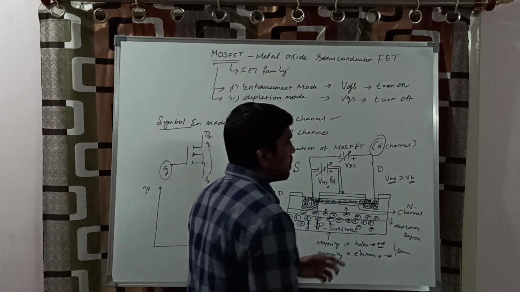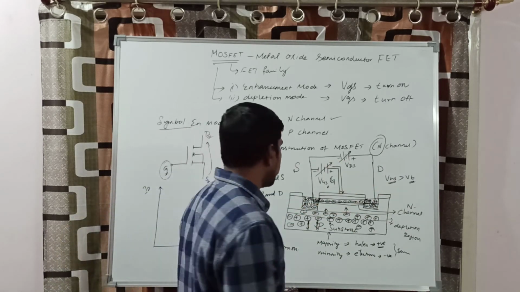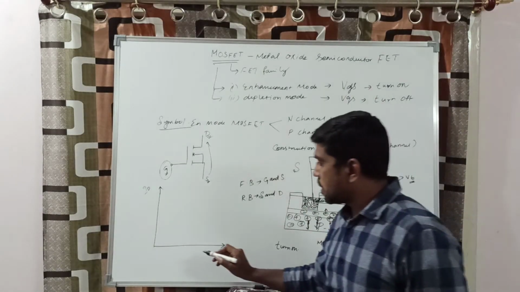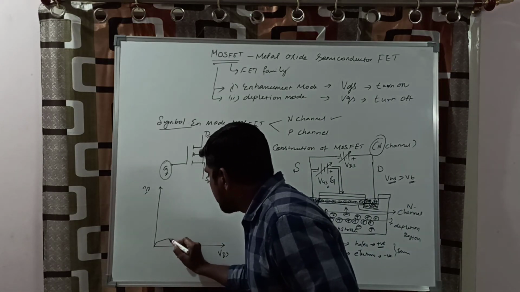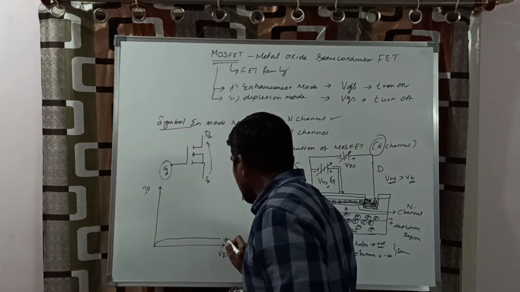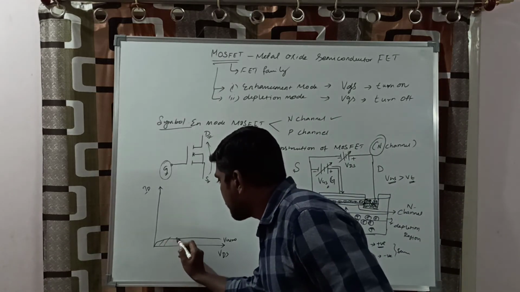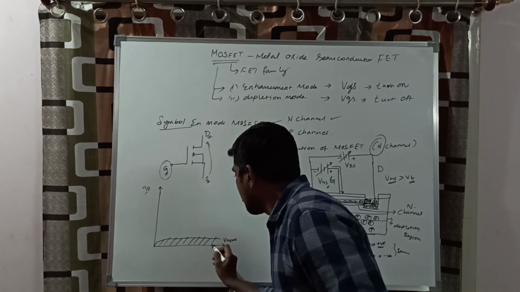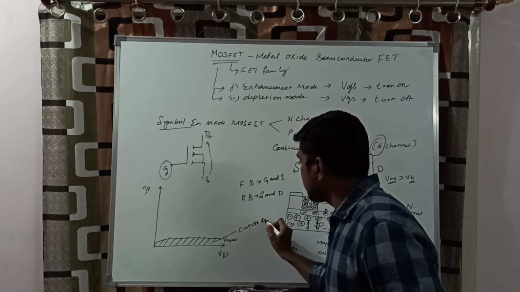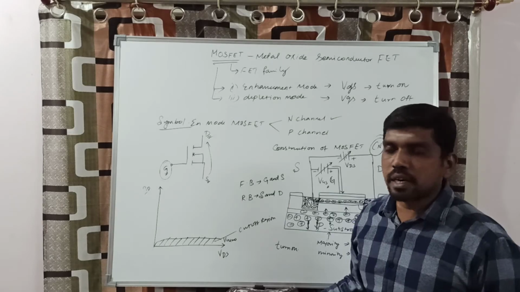When the VGS value is greater than VT, only then will the transistor turn on. After applying the VGS, the transistor will turn on. Based on the VGS value, the current flow will start. Now the VGS value equals 0. This particular portion is the cutoff region. So this shaded portion is called the cutoff region.